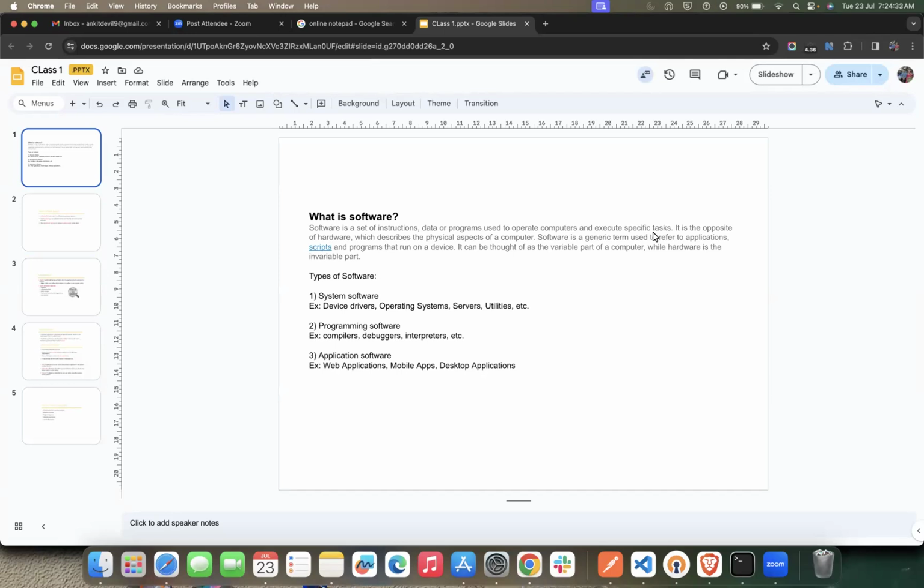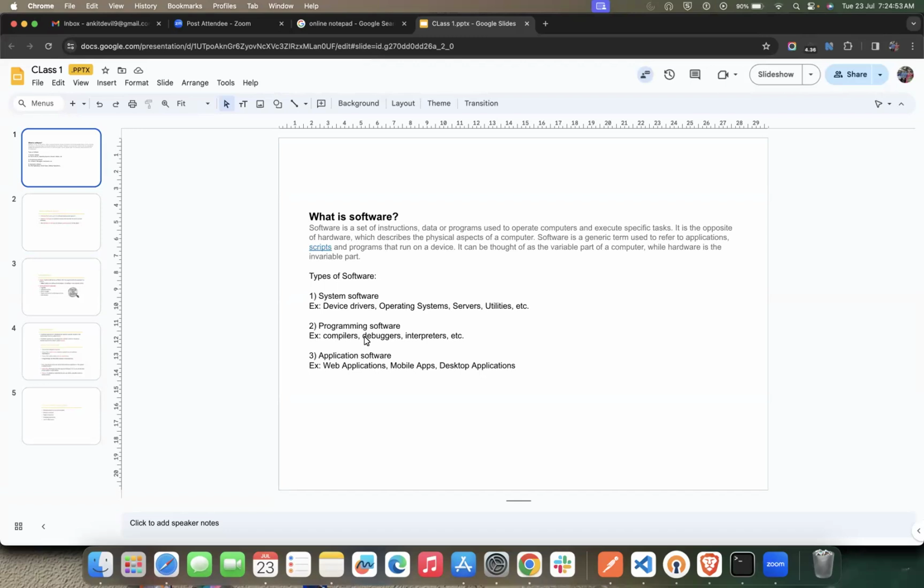Now, coming to the second part, programming software. It's something that we use to code. Programming software generally does not interact with the hardware directly. It interacts with the system software first.